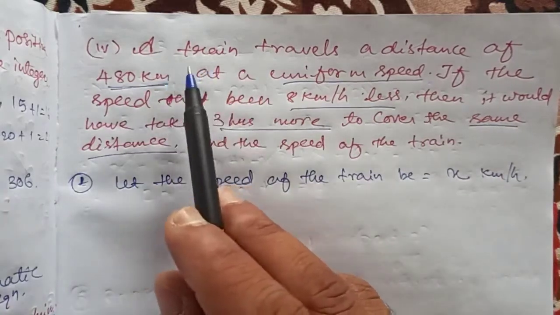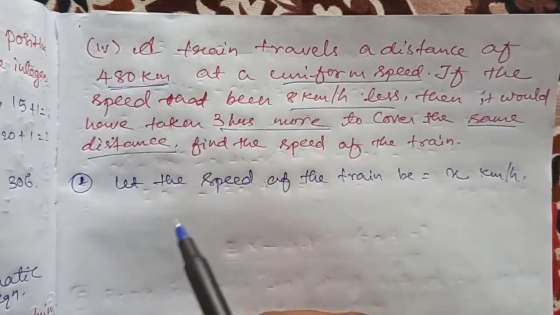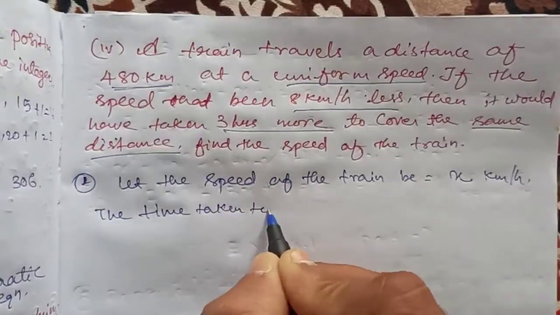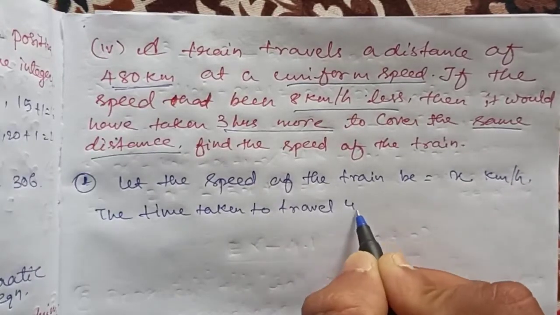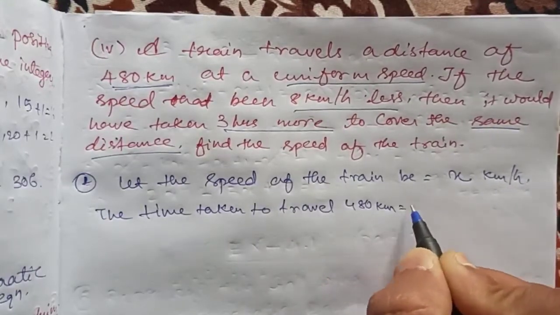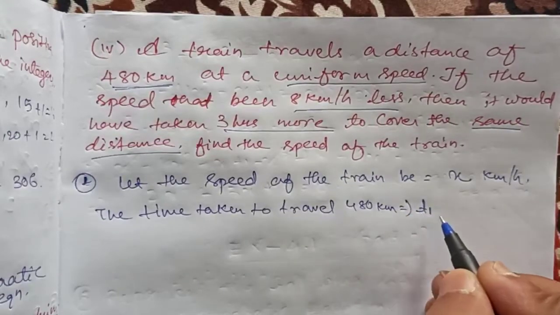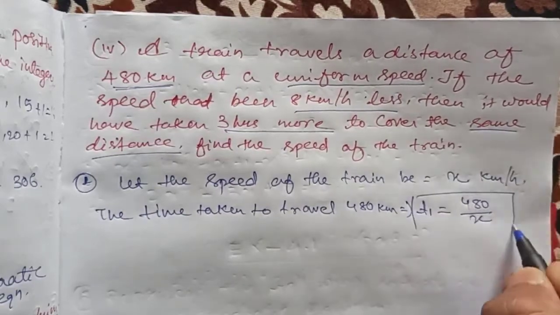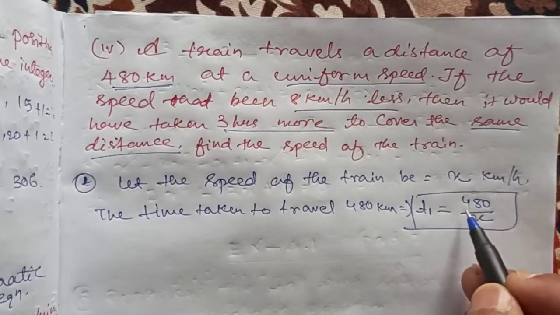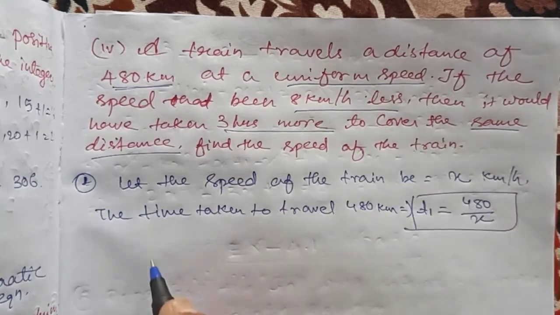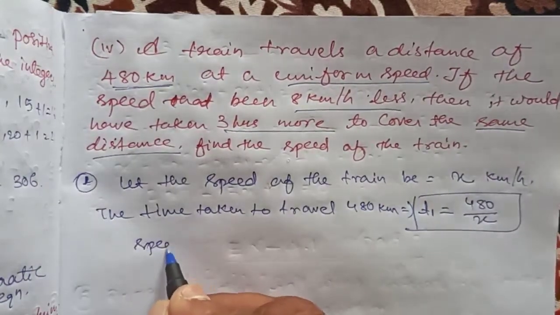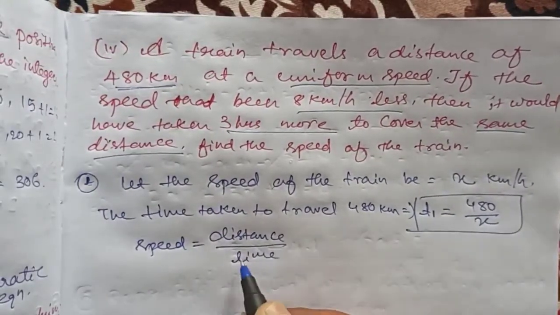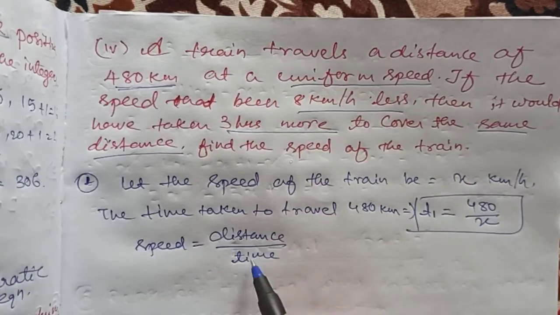So the time taken to travel a distance of 480 kilometer, I will take T1, because this is the first situation, is 480 divided by x. How did we get this value directly? Because you have studied in physics, speed equals distance by time. You have studied this formula in the 9th class. Speed equals distance by time.